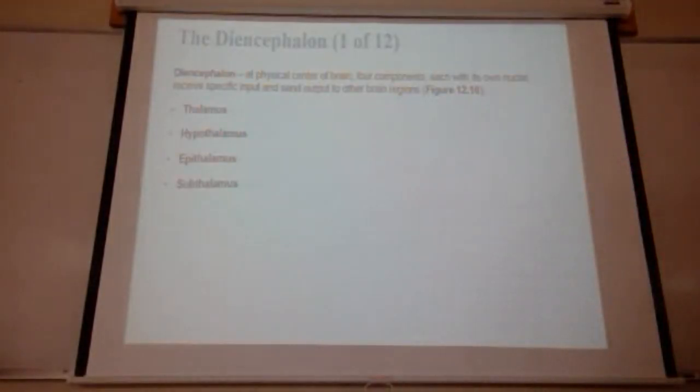Okay, so let's pick up with the diencephalon. The diencephalon is the physical center of the brain, is where it's found, and has four components. Each has its own group of nuclei. It receives specific input and sends output to other regions of the brain. Those four parts are the thalamus, the hypothalamus, the epithalamus, and the subthalamus.